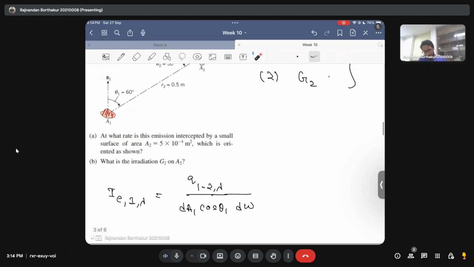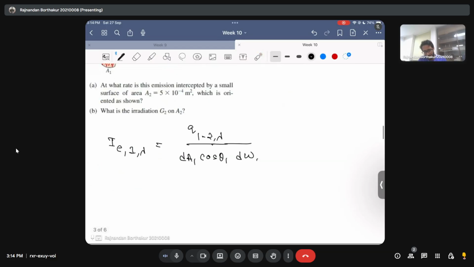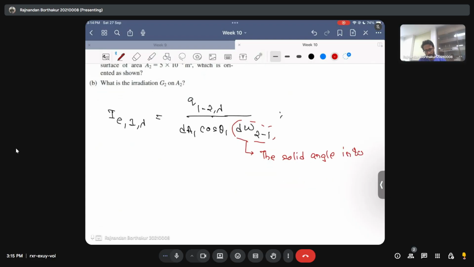Okay, but here is the thing that you need to understand. Since I am interested in calculating the emission that goes from 1 and is intercepted by 2, I need to now consider the solid angle that is intercepted by 2 on 1, and this is something that you need to pay close attention to. So this d omega 2 from 2 to 1 denotes the solid angle intercepted by A2 on A1.